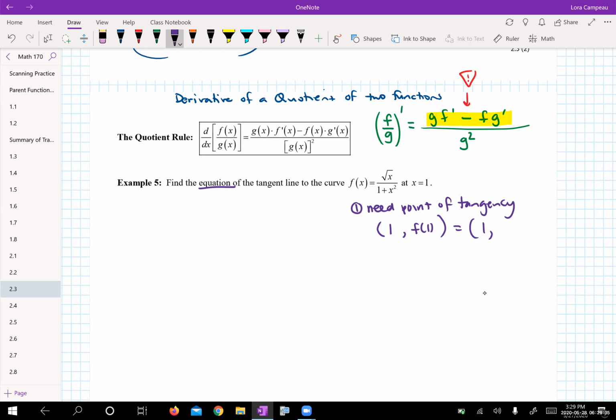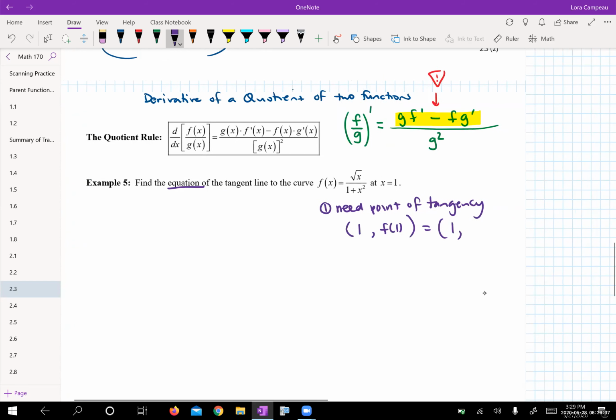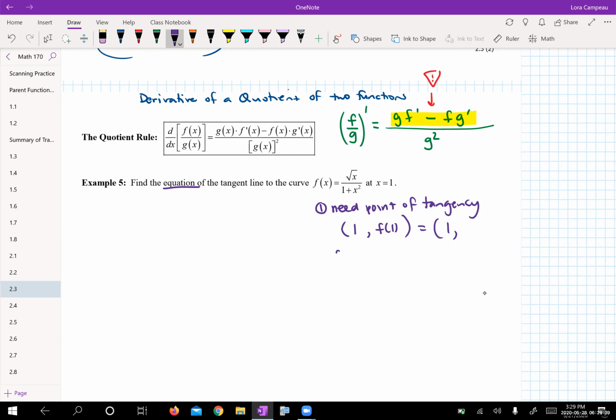The function evaluated at 1, if we need to show a little work off to the side, f of 1, that's the square root of 1 over 1 plus 1 squared. A little bit of math magic, and you should get 1/2. So now we do have the point of tangency. And the other thing we need is the slope of the tangent line.